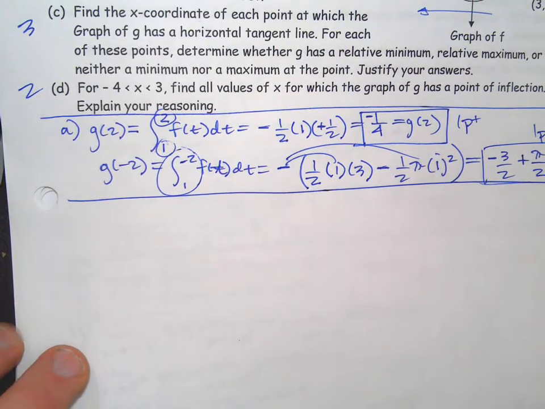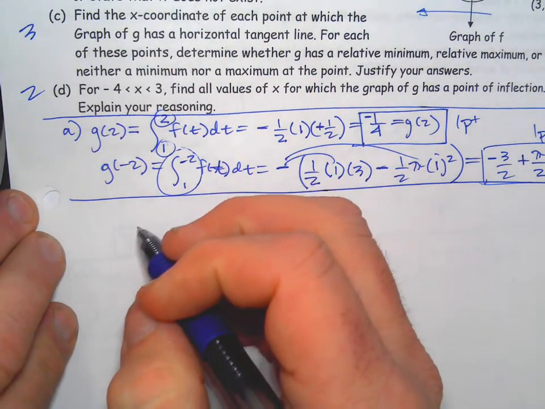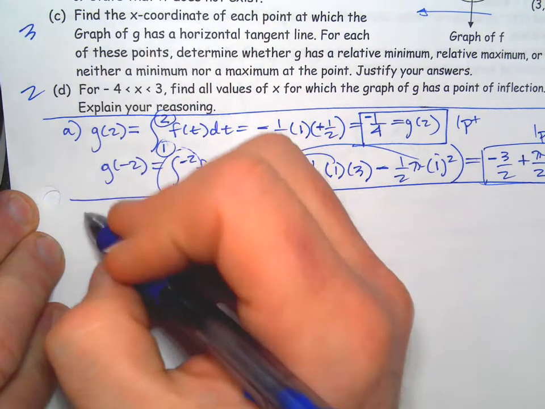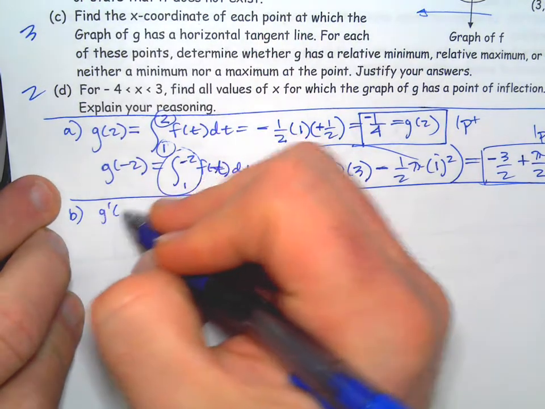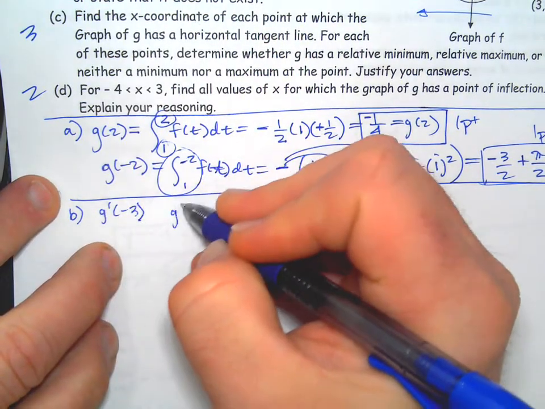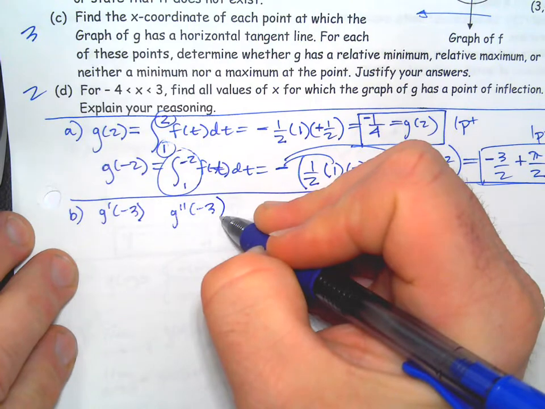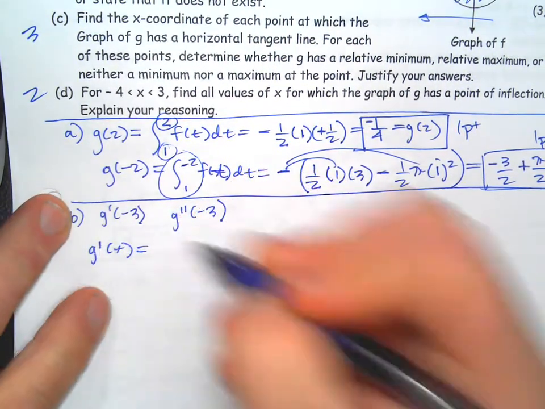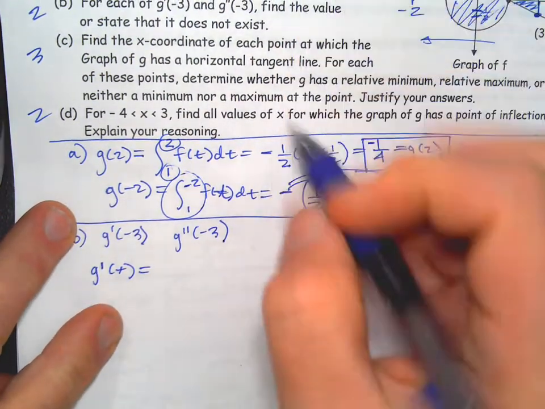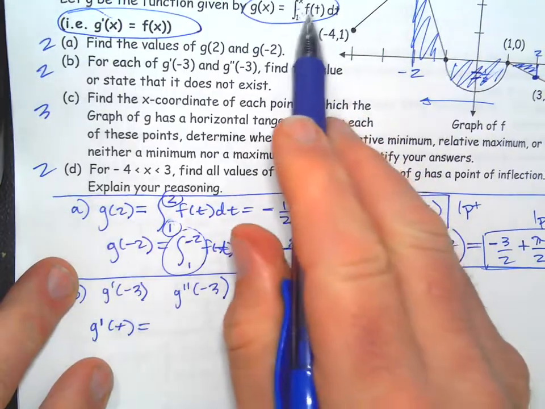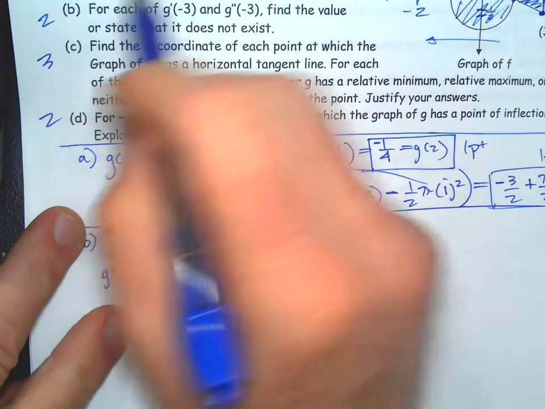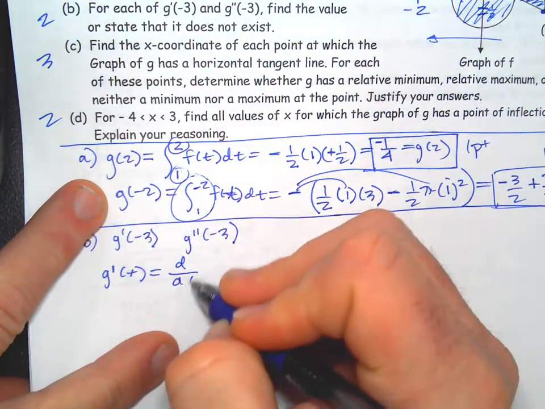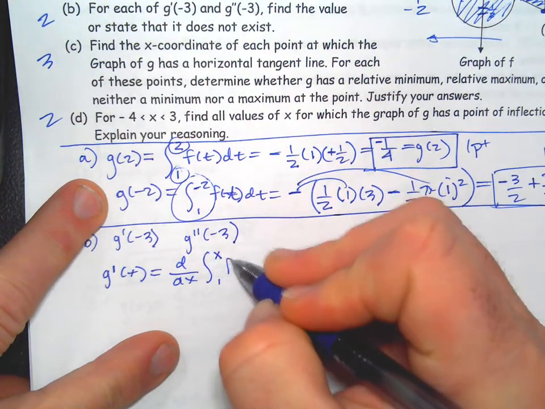Part B says, for each of g prime of negative 3 and g double prime of negative 3, find the value or state that it does not exist. So we're trying to find g prime of negative 3 and g double prime of negative 3. Now, g prime is the derivative of g. And so we're going to have to take the derivative of this function right here. Now, I just told you g prime equals f of x, but I'm going to show you how that works. I'm going to take the derivative of an integral.